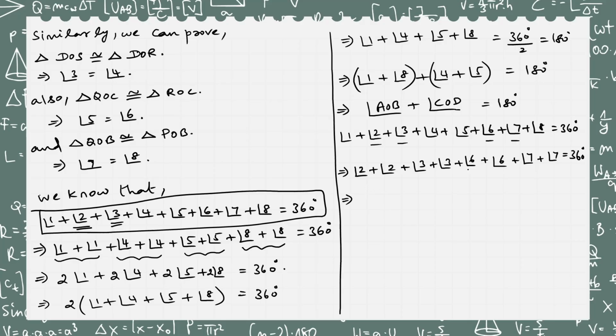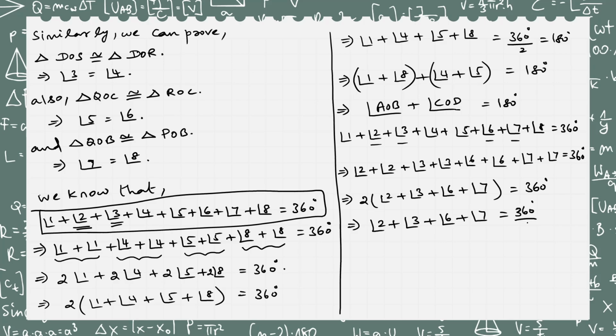And we can do the same way we have done earlier, like 2 times angle 2 plus angle 3 plus angle 6 plus angle 7 equal to 360 degree. When this 2 goes to the other side, we have angle 2 plus angle 3 plus angle 6 plus angle 7 equal to 360 degree divided by 2, which is 180 degree.